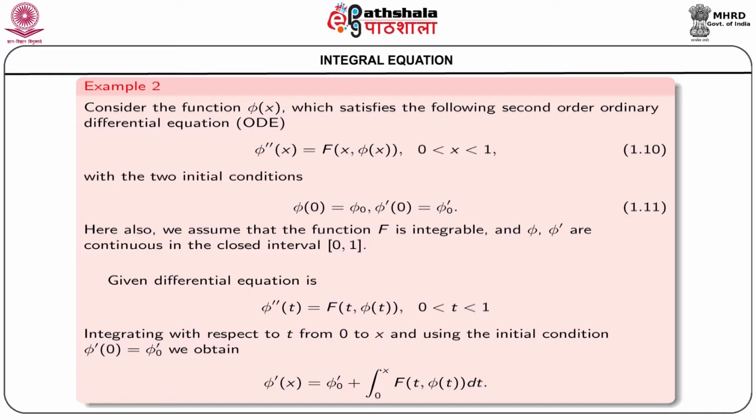Now I write the given differential equation in the form phi double dash t equal to capital F t, phi t, and integrate this differential equation with respect to t from 0 to x, and we use the initial condition phi dash 0 equal to phi naught dash to obtain phi dash x, which is equal to phi naught dash plus integral 0 to x capital F, which is a function of t, phi t dt.